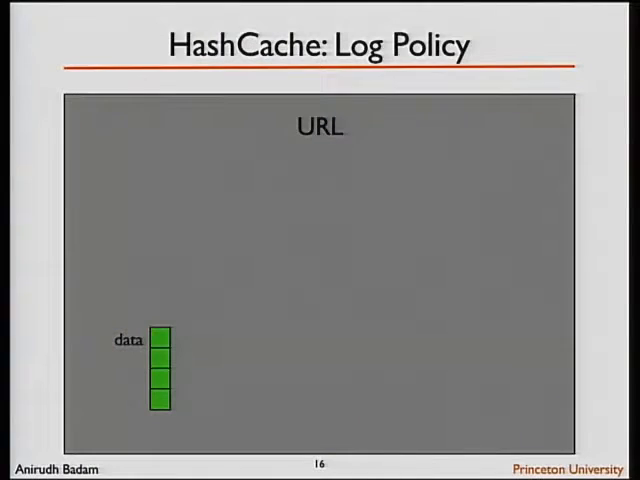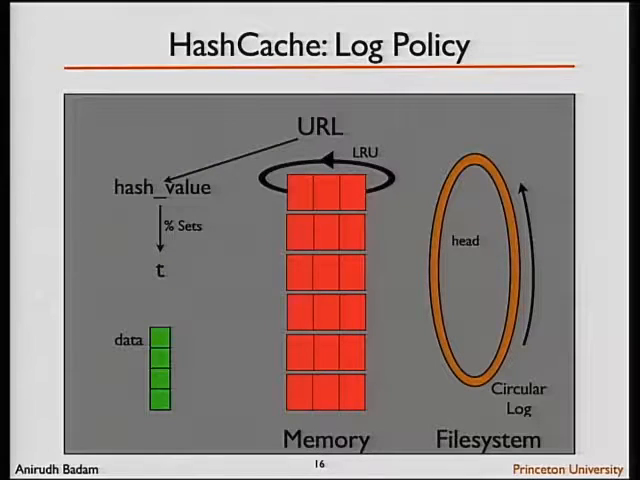And that's also an optimization that HashCache supports. So here's the graphical representation of the HashCache log policy. Take the hash value, take the modulo of the number of sets, and you get the value t. There's only an in-memory hash table, there's no on-disk hash table. The on-disk data structure is a simple log, and the LRU is within the set.